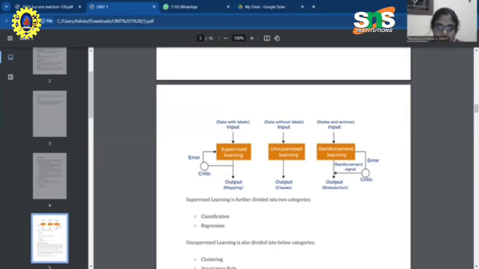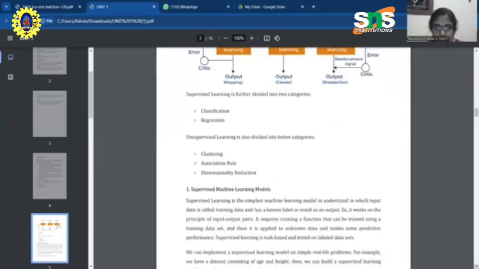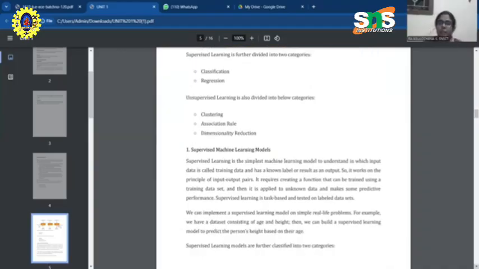So supervised learning, we can classify again into the two categories. One is classification and regression, whereas unsupervised learning is classified into clustering, association rule, and dimensionality reduction. So let us see one by one in detail.